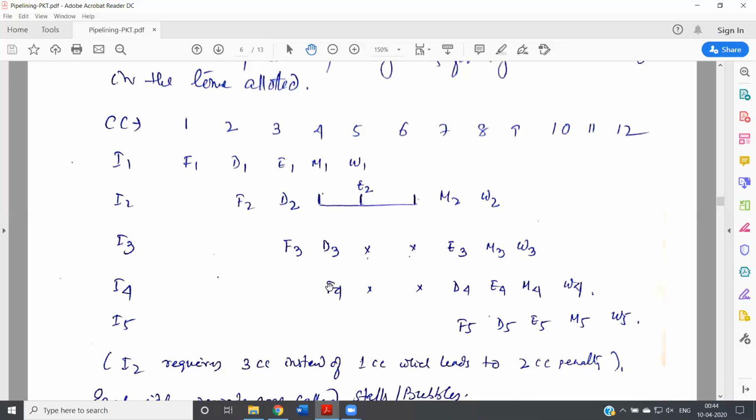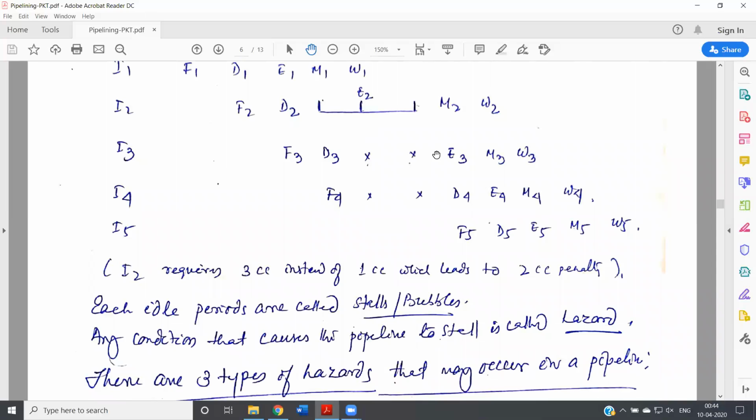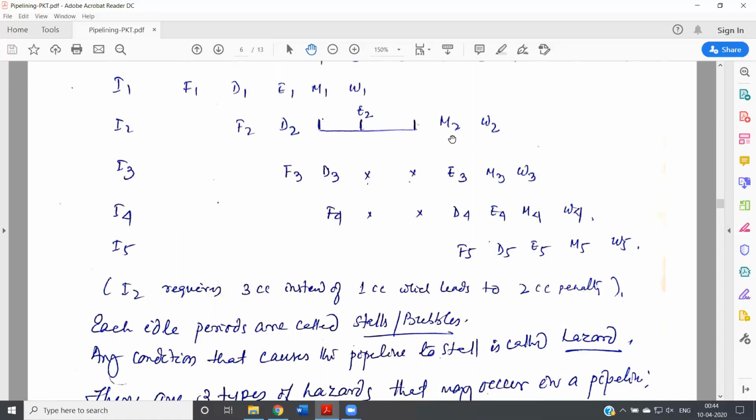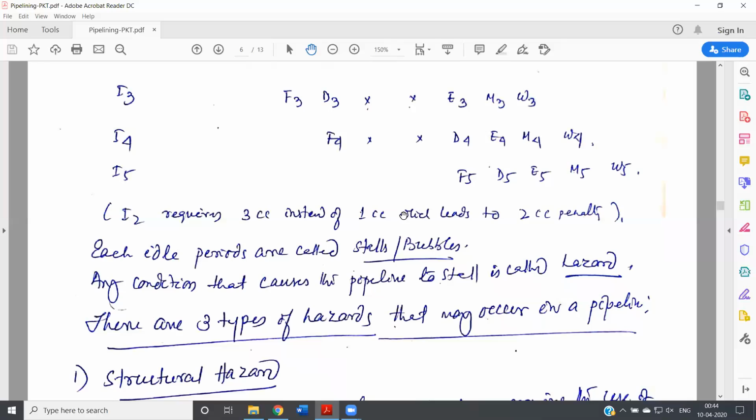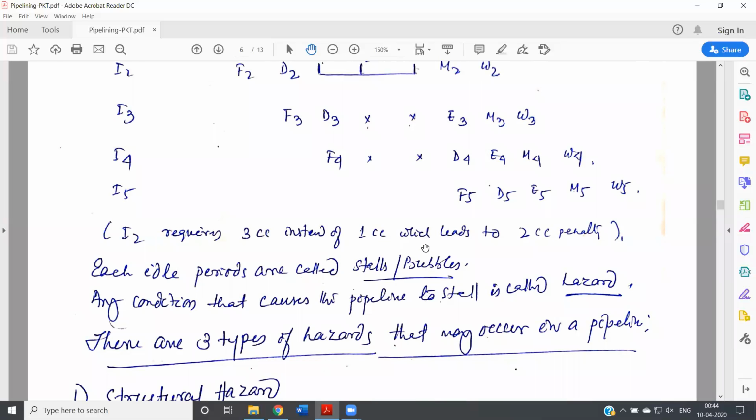These idle periods are called stalls or bubbles. So we have 2 bubbles, a 2 clock cycle penalty, in the pipeline. And why do these bubbles occur? Because of some reason. Any condition that causes the pipeline to stall is called a hazard. So what is a hazard? A hazard is the condition for which the pipeline stalls. Why do these stalls occur? Because of some reason. Those reasons are called hazards. And there are 3 types of hazards that may occur in a pipeline.